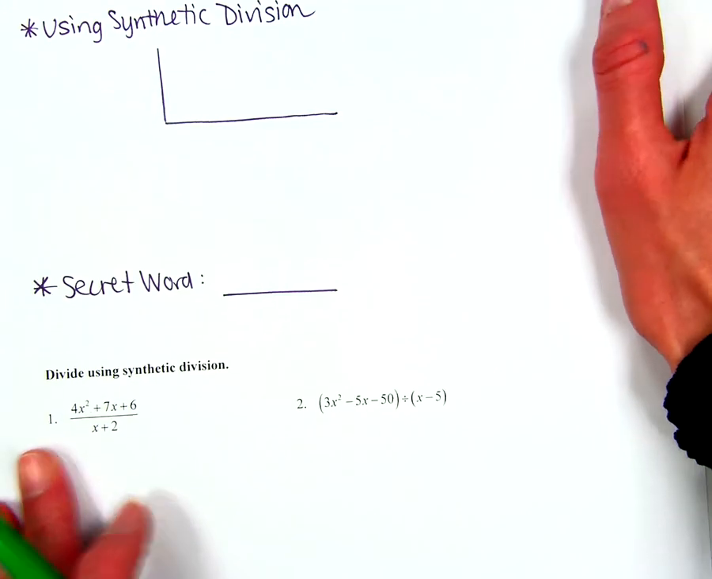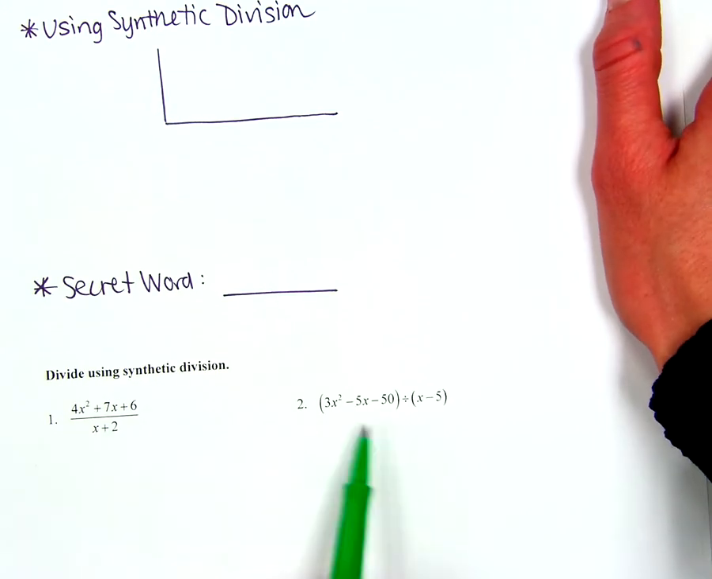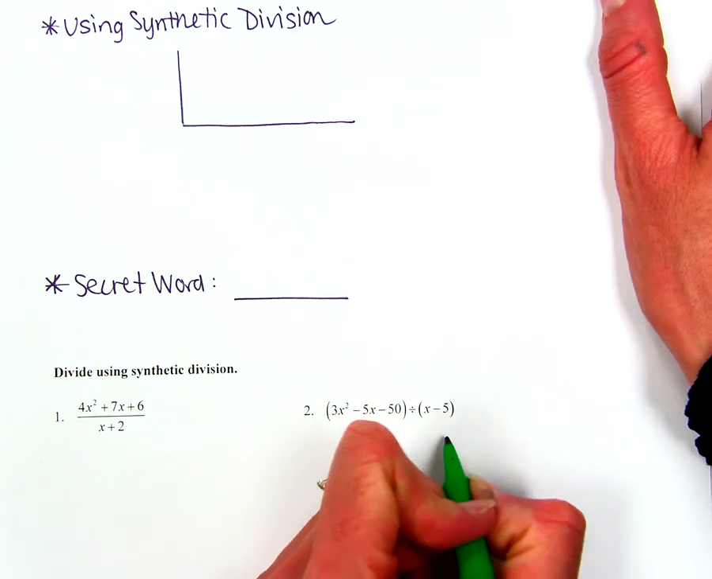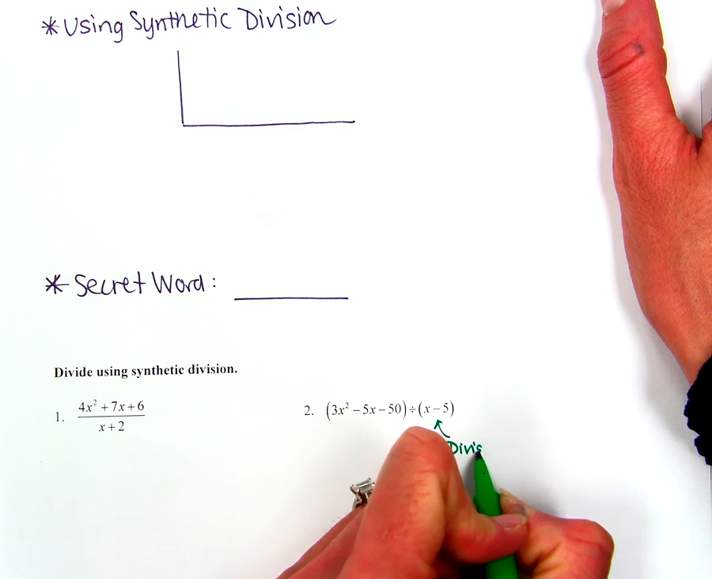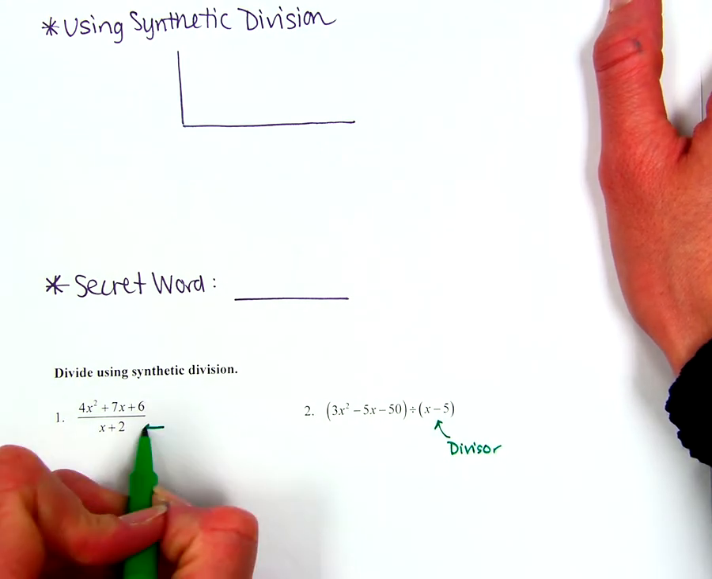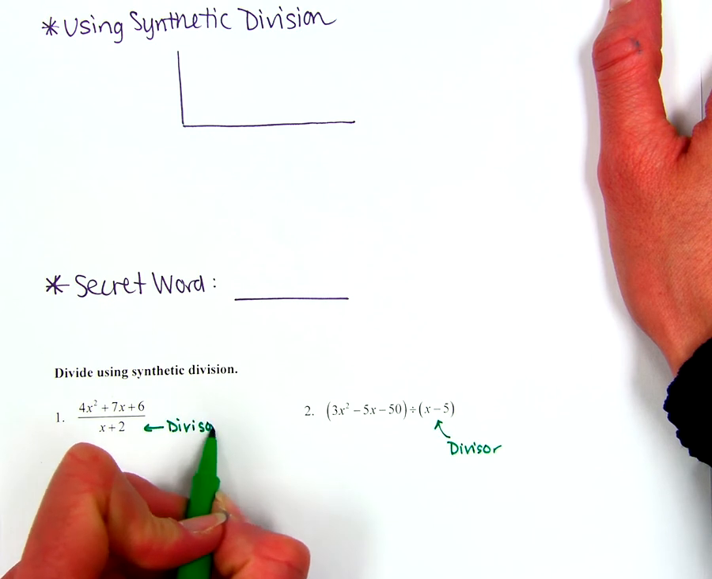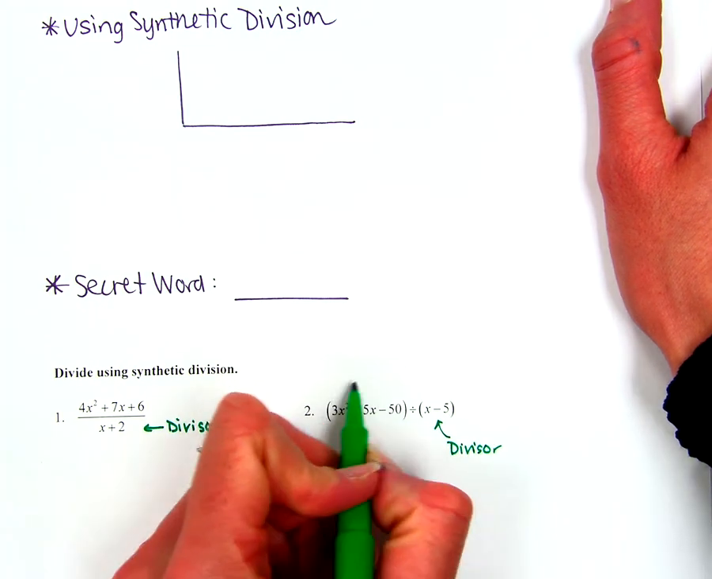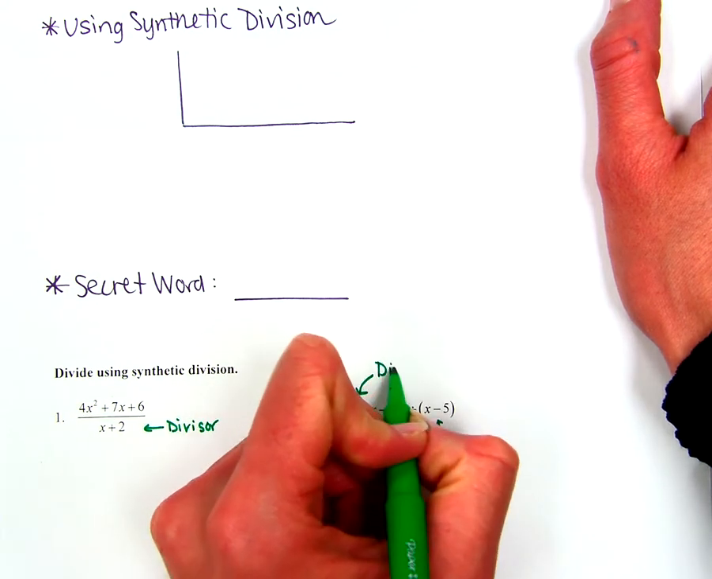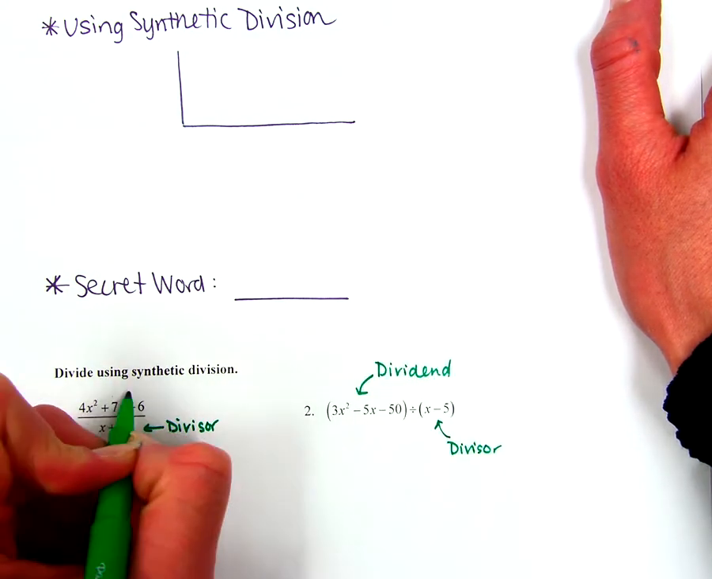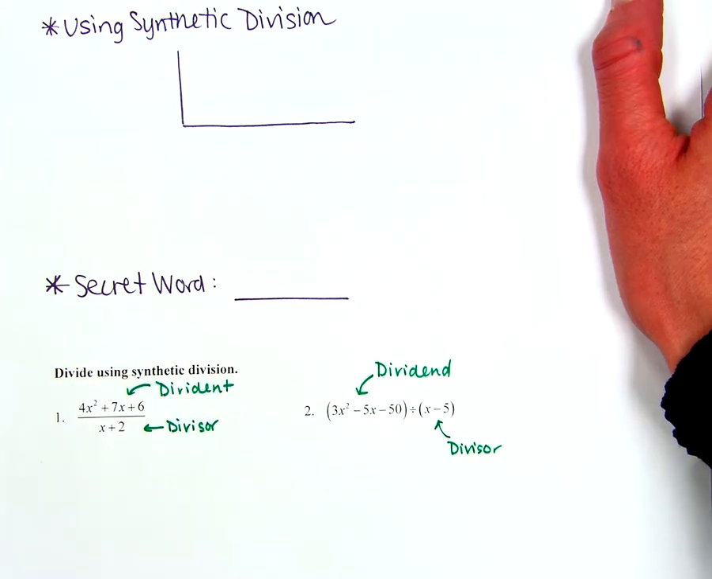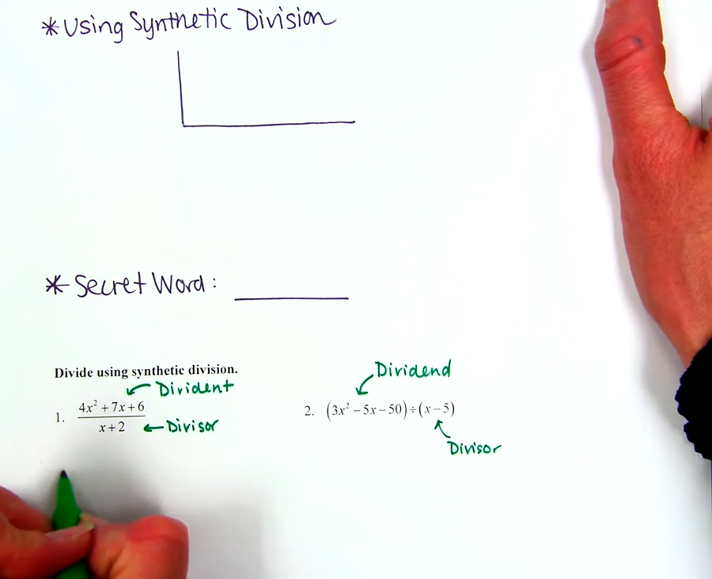So either you're going to be given a problem that looks like a fraction, or you'll have the actual division symbol. In any case, this is called your divisor. The term that comes after the division sign is your divisor. And the original term, that's your dividend. The answer to your problem is going to be your quotient.